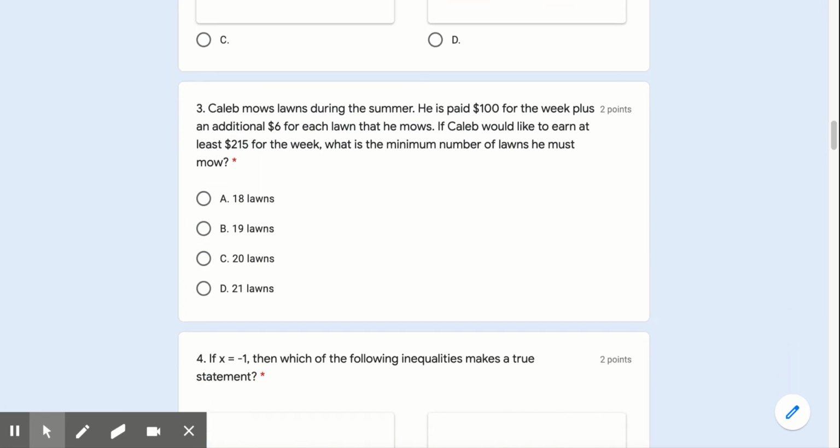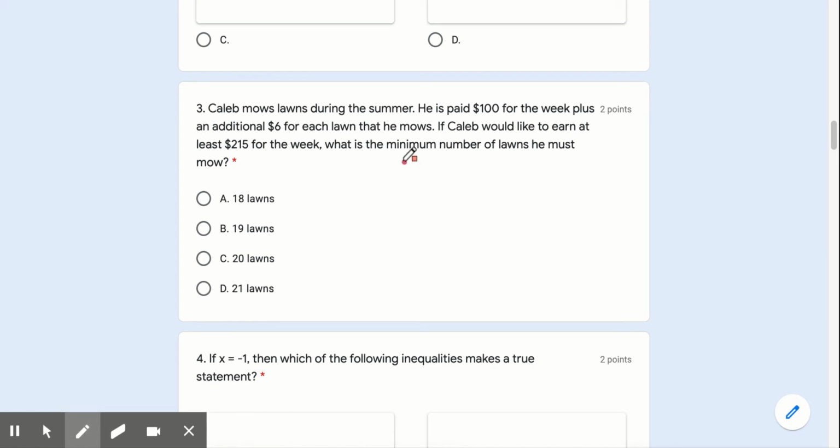Number 3, Caleb mows lawns during the summer. He is paid $100 for the week plus an additional $6 for each lawn that he mows. If Caleb would like to earn at least $215 for the week, what is the minimum number of lawns he must mow? So I'm going to help you set that one up.